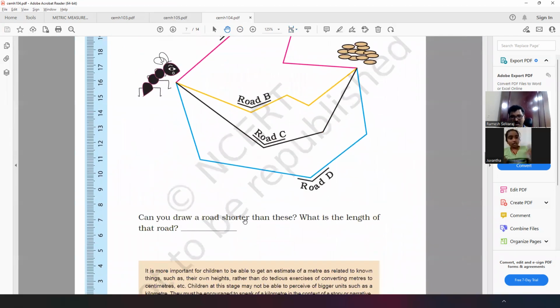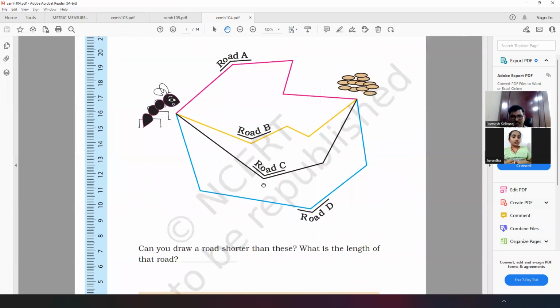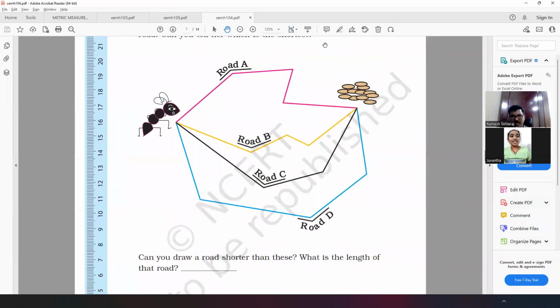Can you draw a road shorter than this? What is the length of the road? Make it simple. Just put a straight line. Always a straight line is the shortest distance. From one point to another point, if you make a straight line, that will be the shortest one. So what is the length of the road? If I measure from this to this, we have to measure it. Okay, we will measure it sometime later.